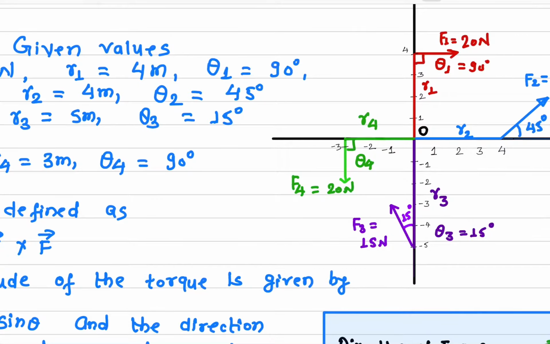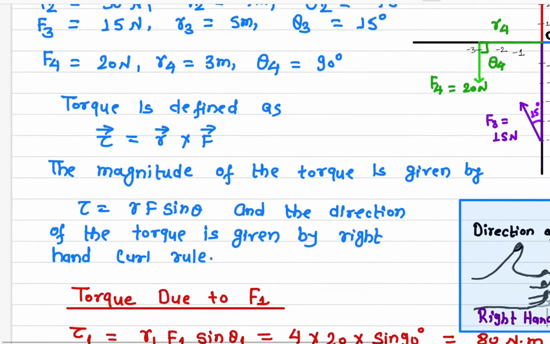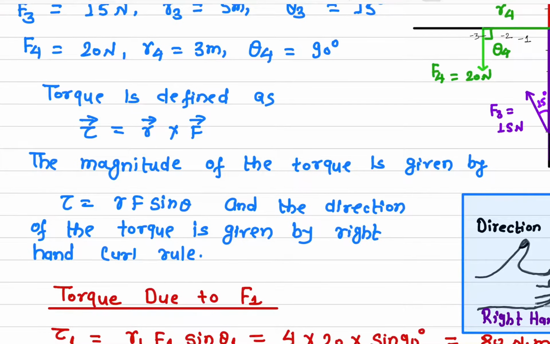In this case, R2 is again 4, R3 is 5, and R4 is 3. So all the values are given. The torque is defined as the cross product of the position vector, or R vector, and the force vector. As this is a cross product, the torque is perpendicular to the plane of the R vector and the F vector. That means the torque is perpendicular to both R and the force.